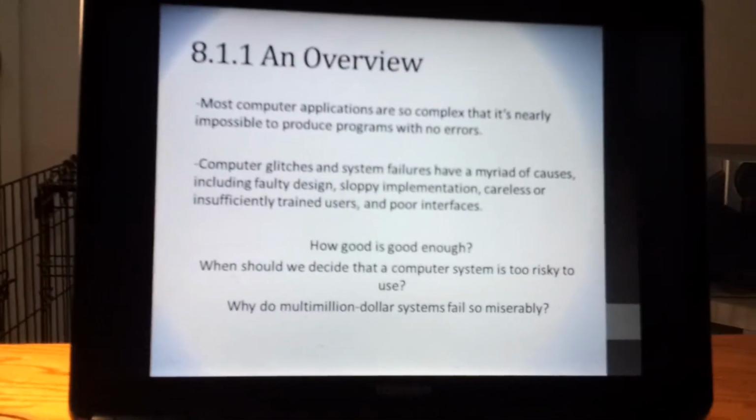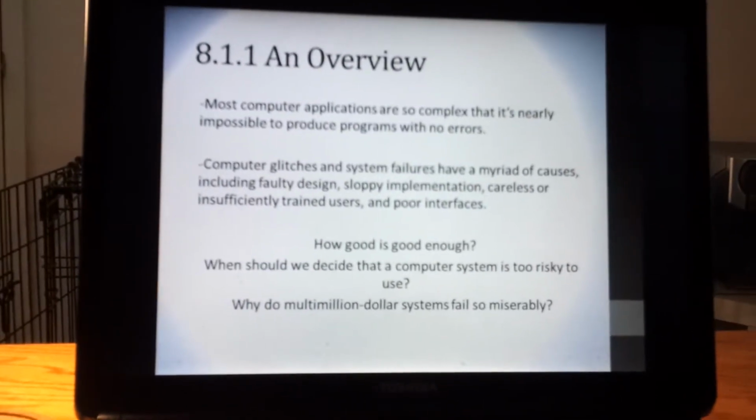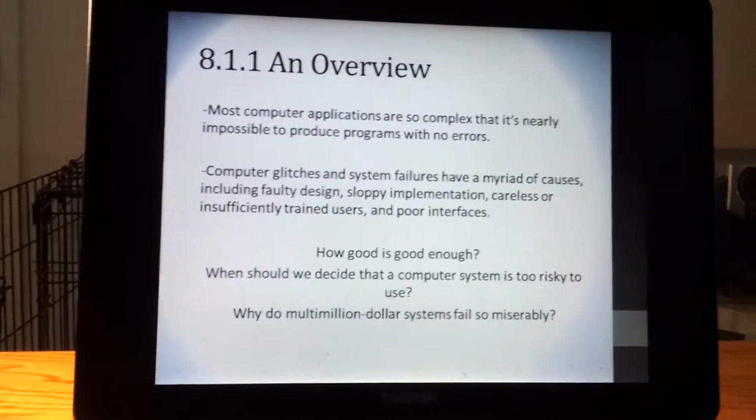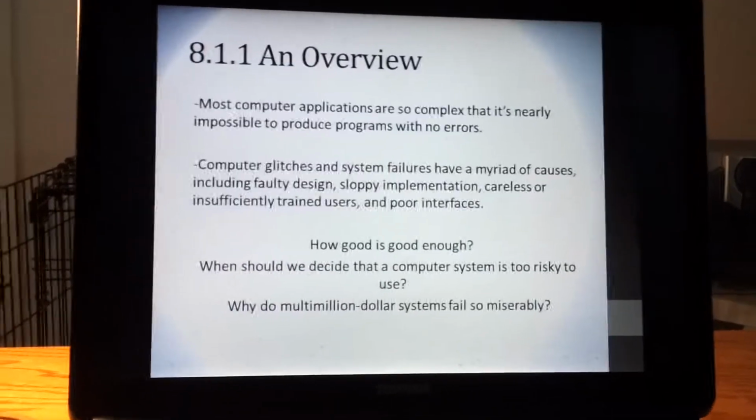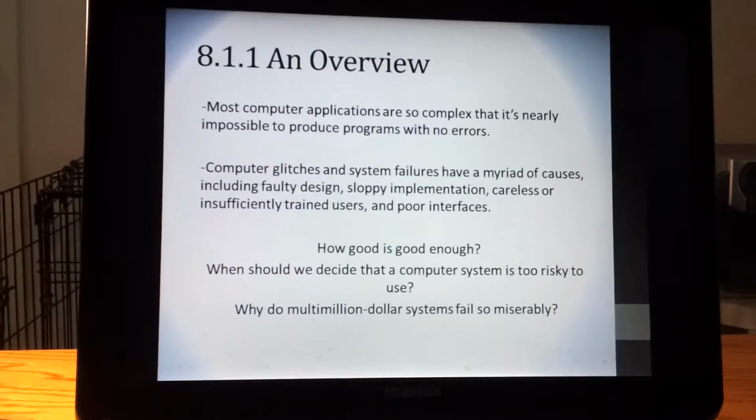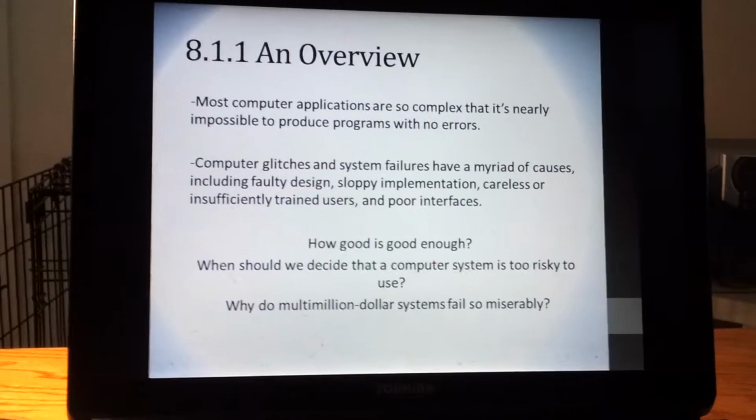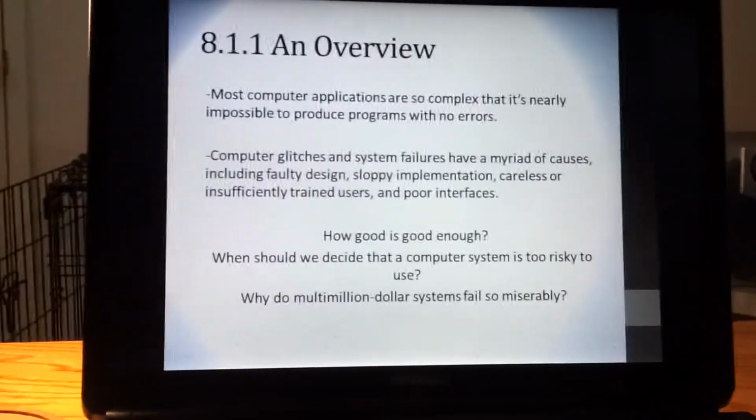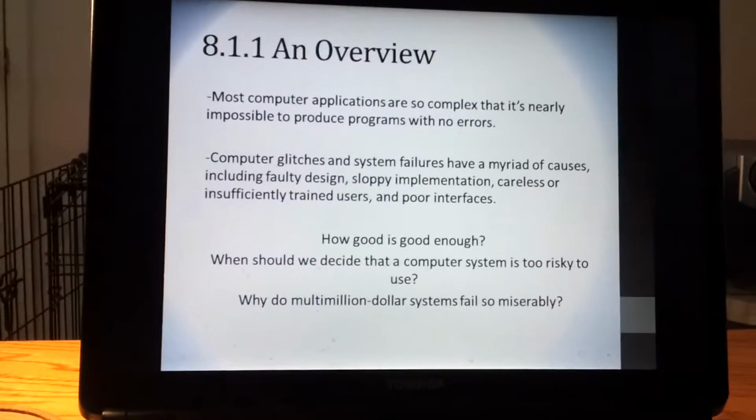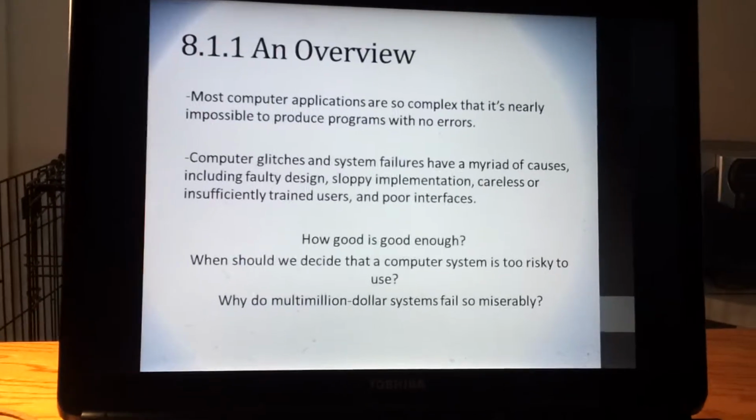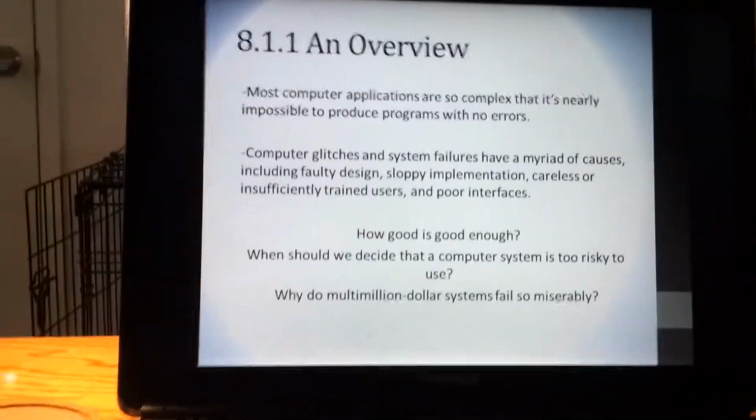Most computer applications are so complex that it's nearly impossible to produce programs with no errors. Computer glitches and system failures have a myriad of causes, including faulty design, sloppy implementation, careless or insufficiently trained users, and poor interfaces. The chapter brings up a lot of questions that people who create technology have to ask themselves, like how good is good enough? When should we decide that a computer system is too risky to use? And why do multi-million-dollar systems fail so miserably?